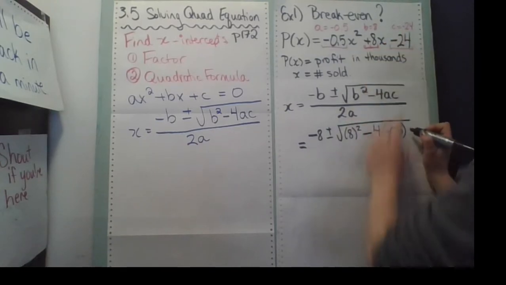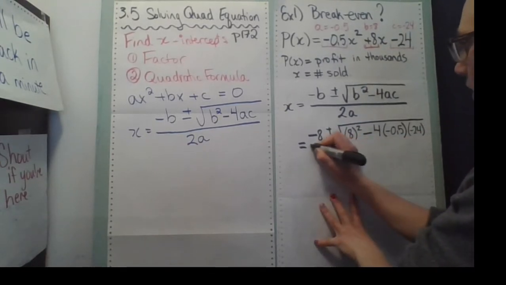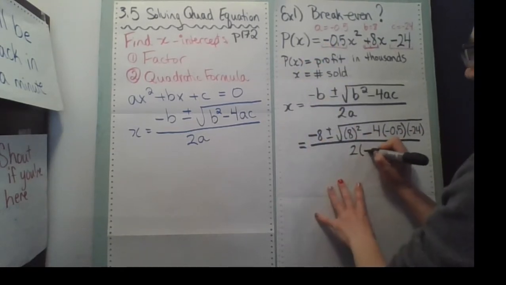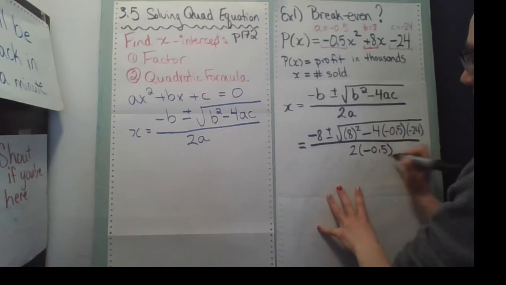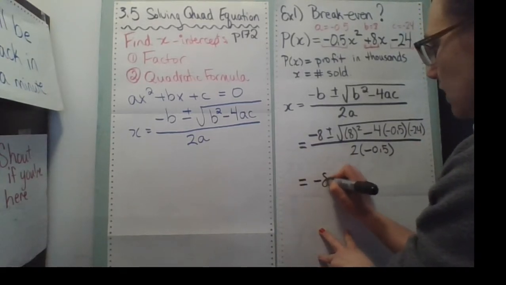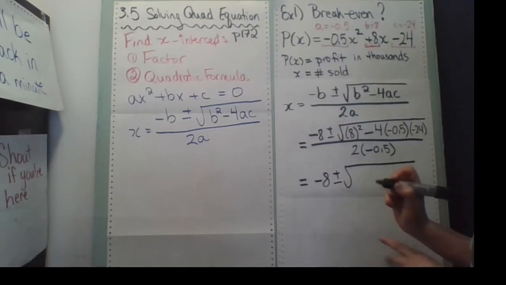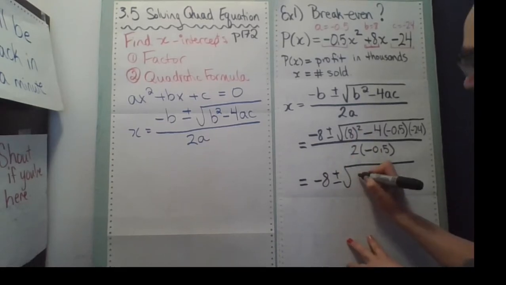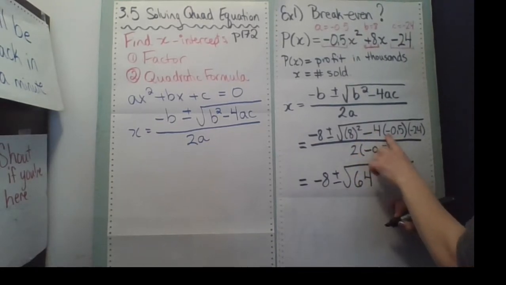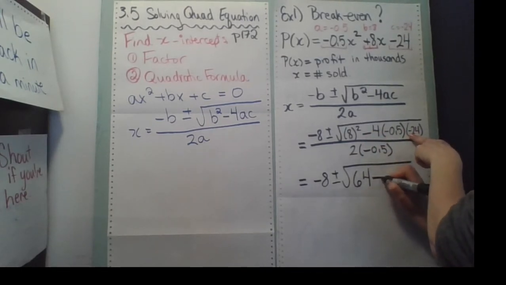And c is negative 24. Watch all those negative signs, people. All divided by 2 times a, which is our negative 0.5. Okay, calculator time. Let's see, negative 8 plus or minus square root. Let's simplify this up. 8 squared is 64. We've got a negative times a negative, that makes a positive, times another negative means we've got a minus.